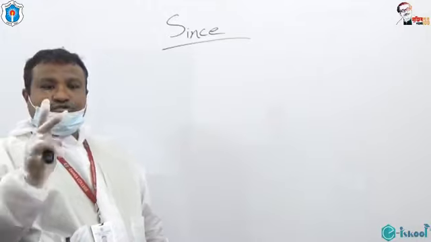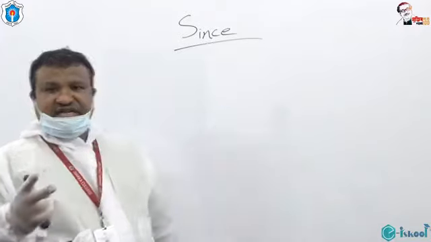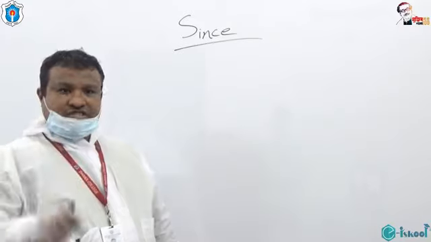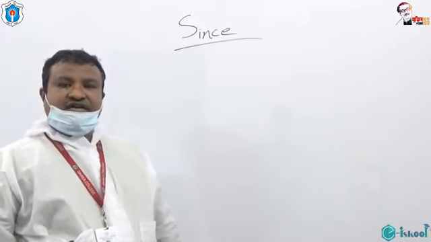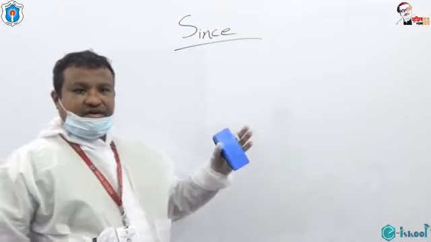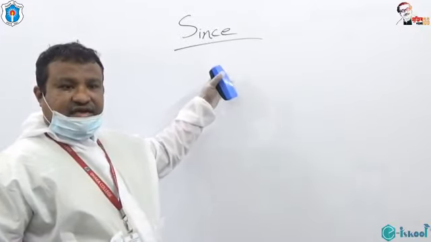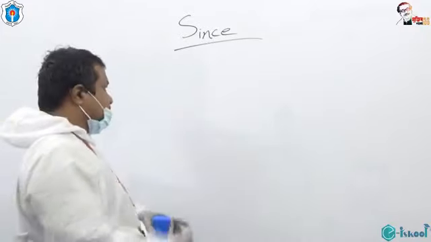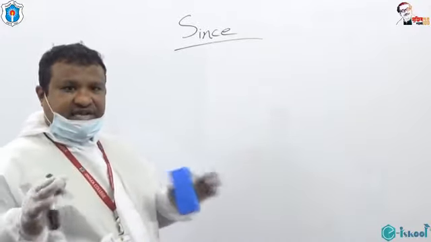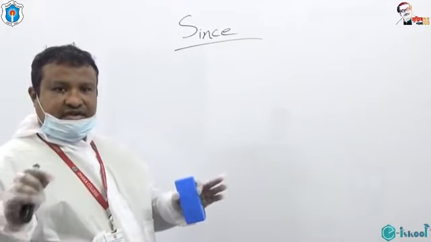Since, there are two uses of this word since. That is, one is when we are referring to a cause, another is when we are speaking about a particular time. So here, while we are referring to time, we will use this word since. And what is the grammatical structure when we are using the word since in terms of time?